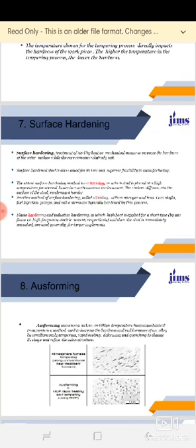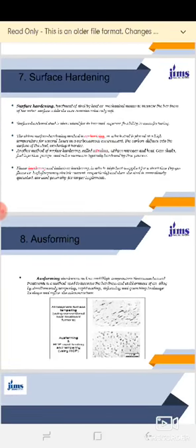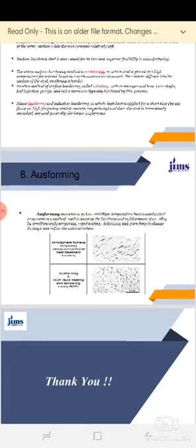There are other hardening processes known as flame hardening and induction hardening, in which high heat is applied for a short time by gas flame or high frequency electric current, and then the steel is immediately quenched. These are used generally for larger implements.